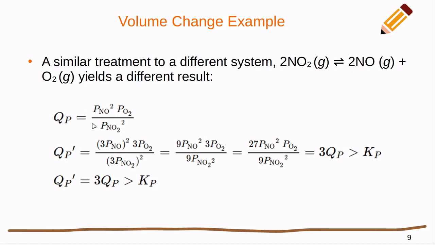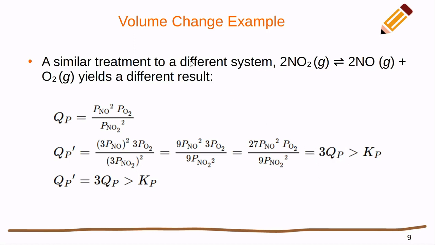I write out my QP expression here, and I still imagine reducing the volume down to 1/3 of its original volume. That means that my pressure is 3 times higher, and I plug those values in. Okay. I get 3 squared is 9. I get this 3 here. I wind up with 27 over 9. And my net result is that my QP is now 3 times higher than it was before.